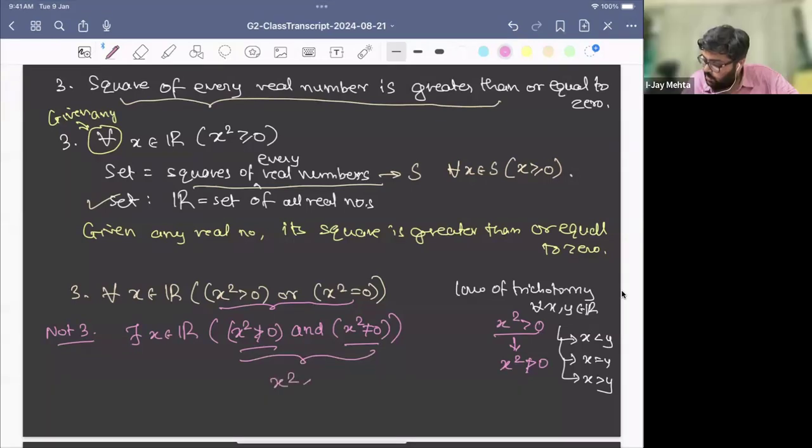Yes, x square will be less than 0, because one of the three things holds: it is greater than 0, or equal to 0, or less than 0. It is not greater than 0 and it is also not equal to 0, so the only possibility is this. So because of the law of trichotomy, instead of saying that x square is not greater than or equal to 0, this is also fine: x square is less than 0. How many of you are clear with this?